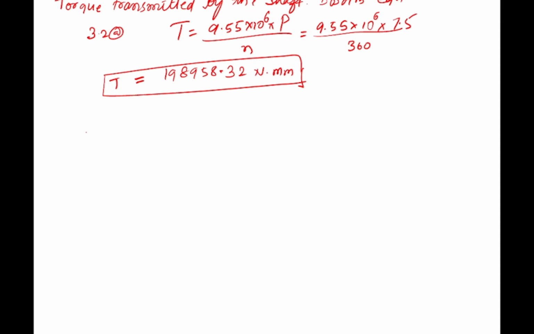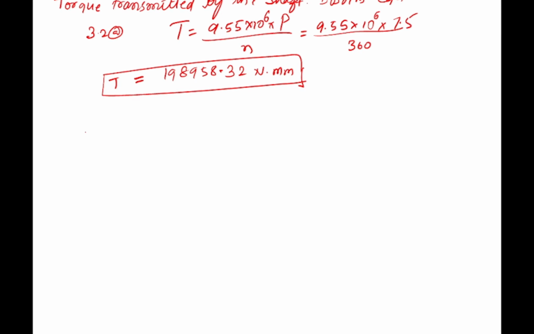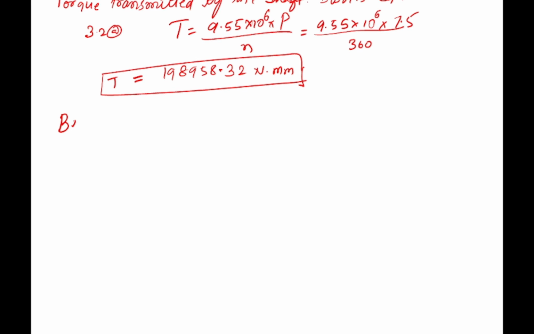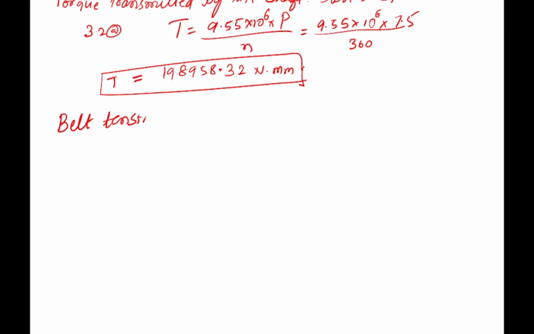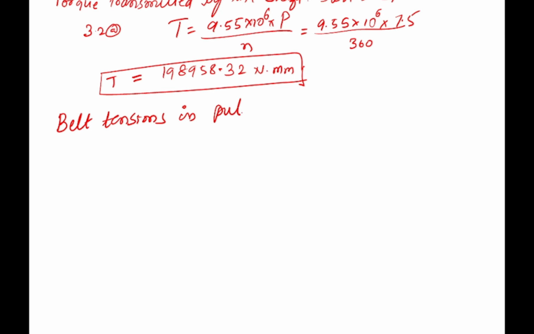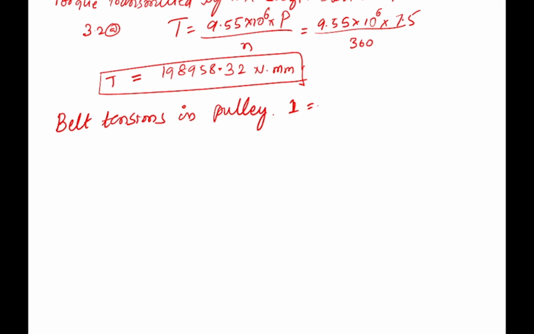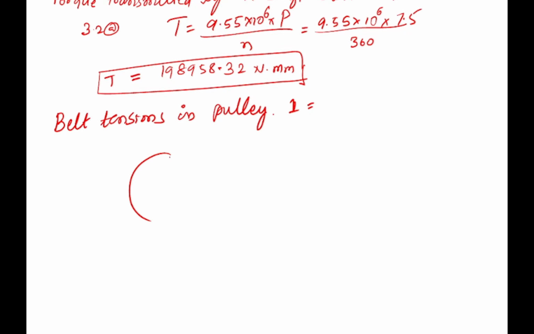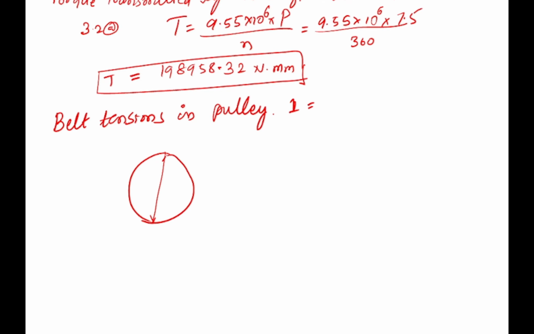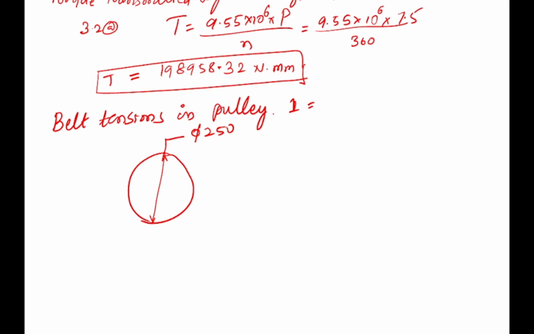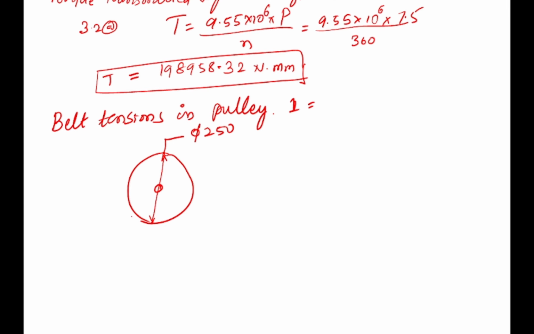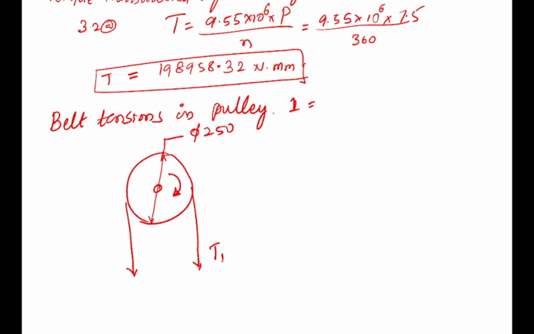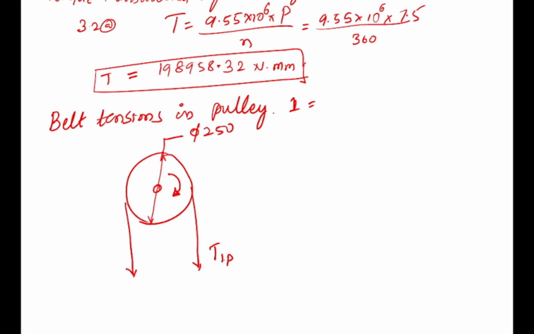Now, as it is going to transmit the power in the vertically down direction, let us consider the belt tensions in pulley 1. If you take a diagram of this pulley 1, it has a diameter of 250 mm. Let us take it rotating in the clockwise direction. You have T1, so I will go for T11.